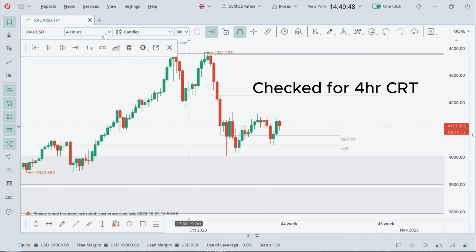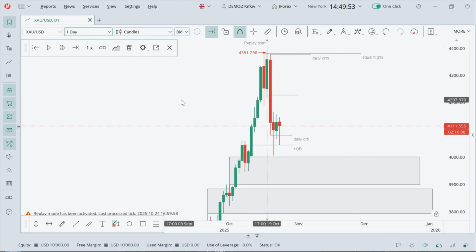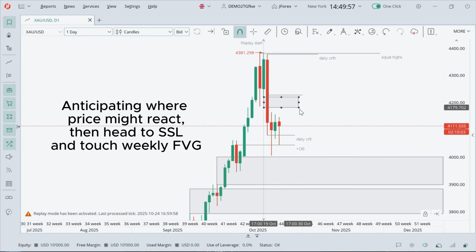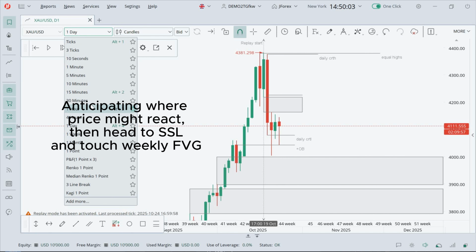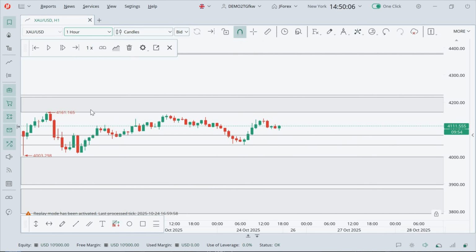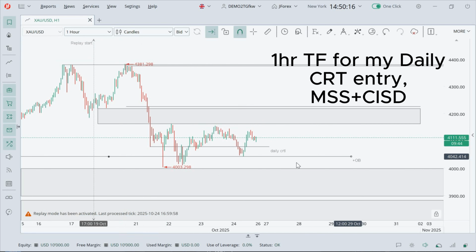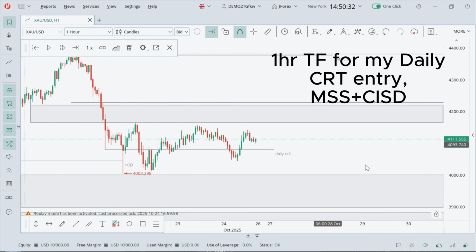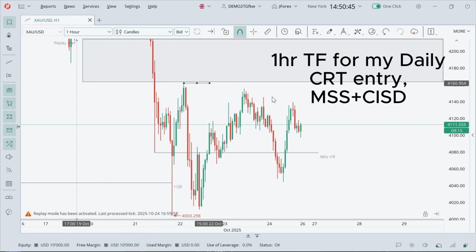Now we check for the 4-hour CRT for any possible price movements that we might take our entries from. There's a bearish fair value gap there which we shouldn't ignore because we anticipate price to hit that fair value gap, then head to the sell side liquidity to tap our weekly fair value gaps. And on the 1-hour time frame, we are looking at the daily CRT, anticipating a market structure shift for price to go up and respect that daily CRT.